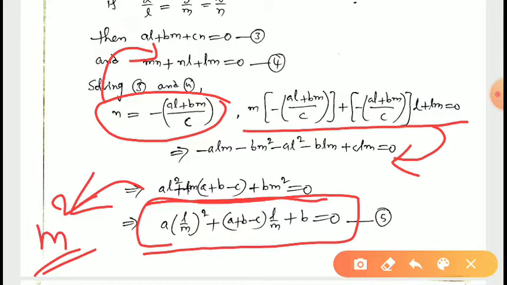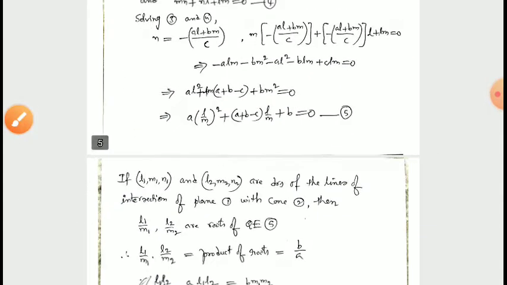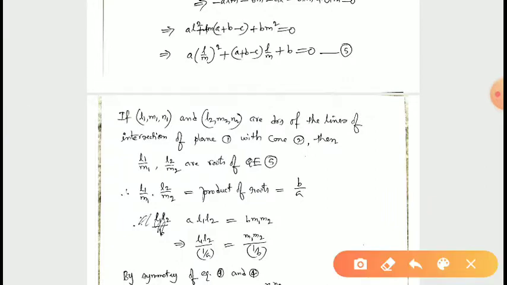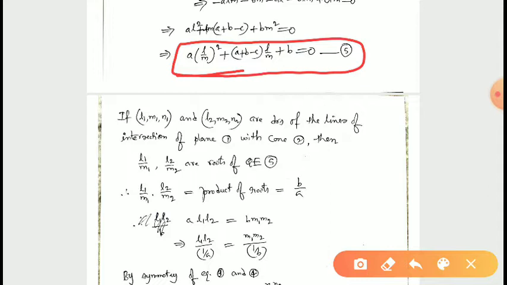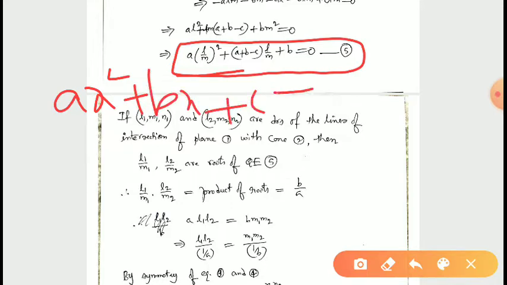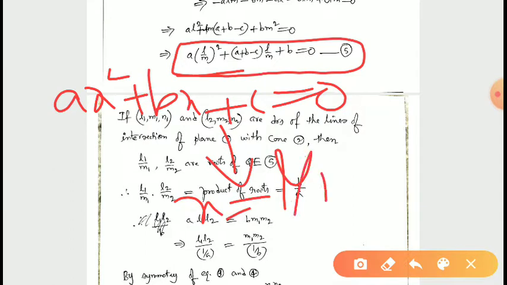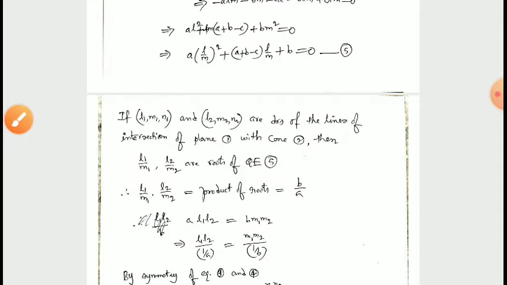What is that? A into (L/m) whole square plus (a + b - c) into (L/m) plus b is equal to 0. This is a quadratic equation in L/m. This is of the form ax square plus bx plus c is equal to 0, where x is equal to L/m. Therefore, this is a quadratic equation in L/m.